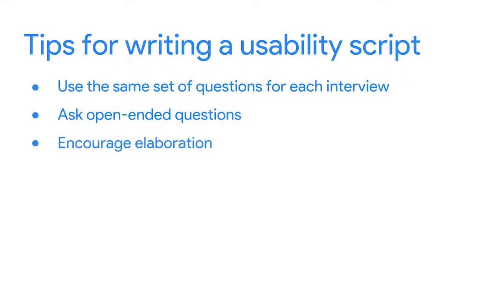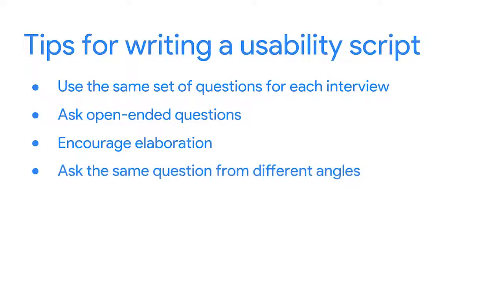Third, encourage elaboration. Sometimes in an interview, users answer a question briefly. For example, "I didn't like that search page." If the user stopped there, you wouldn't know what part of the search page they didn't like or why they didn't like it. A good interviewer will then say, "Oh, tell me more about that," to encourage elaboration. This is when you get the best information from your participant.